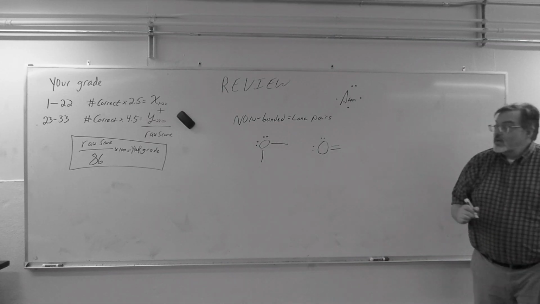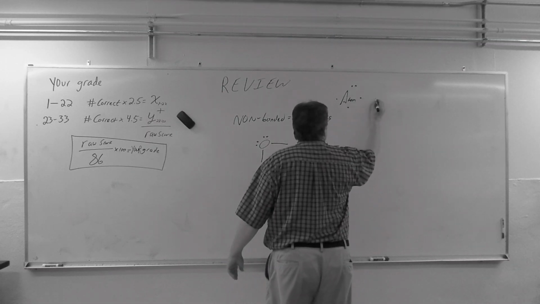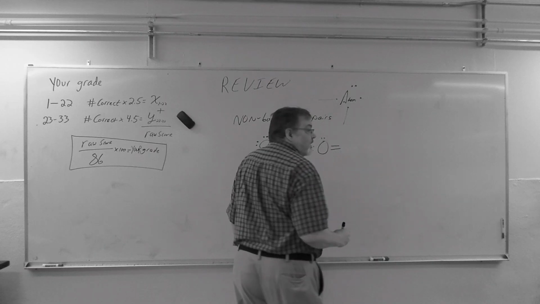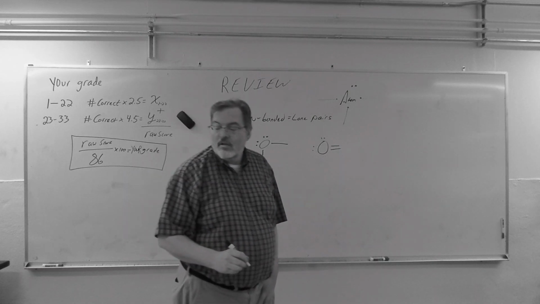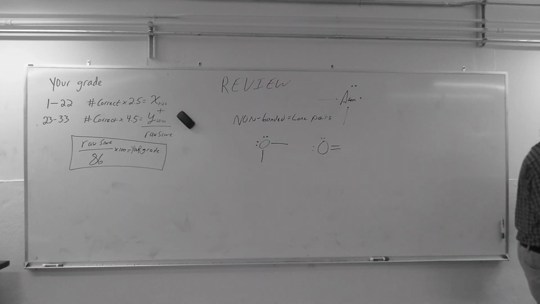How many covalent bonds will it form? It'll form a bond there, a bond there, a bond there. The answer is 3. So being able to figure out how many valence electrons and then do the Lewis structure helps you with those types of questions.